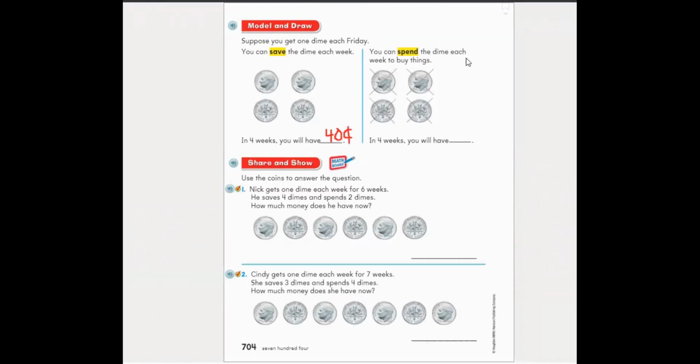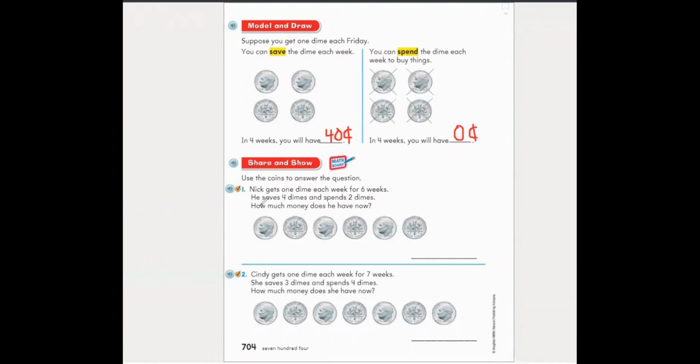You can spend the dime each week to buy things. Entonces ustedes tenían este dime y se lo gastaron. Then you have this dime and you spend it. So spend is when you use that money. So in other words, if you spend 10, 20, 30, and 40, in 4 weeks you will have 0. You spend all your money. Okay?